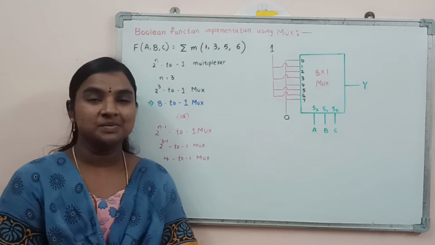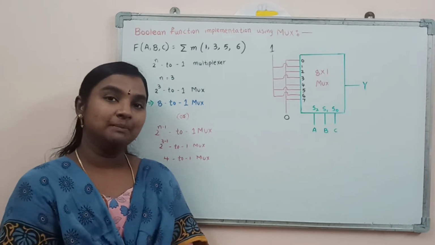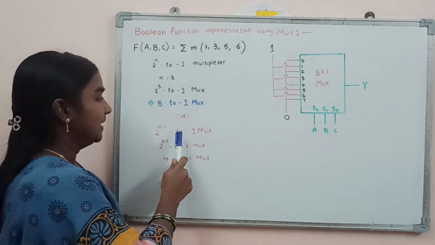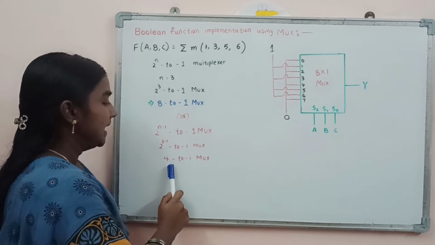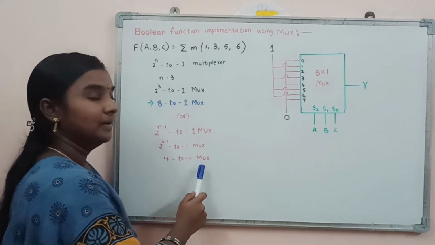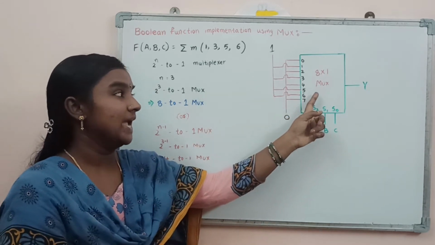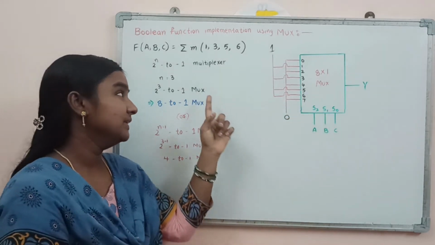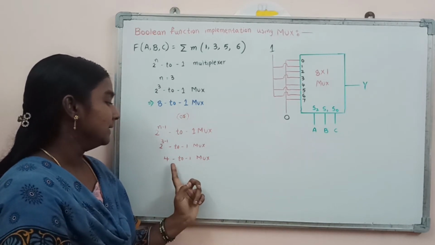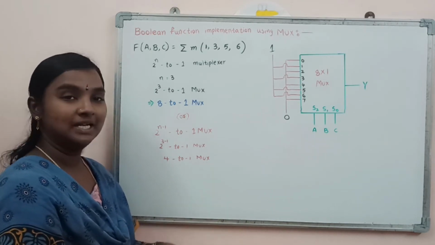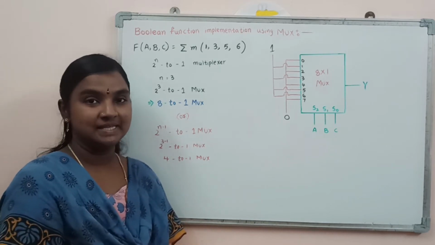However, it is possible to do better than this. When the number of variables is n equal to 3, we are going to use a 4 to 1 multiplexer. That means the same function, which we implemented with an 8 to 1 multiplexer, we are able to implement by using a 4 to 1 multiplexer. Now, how it is going to be implemented, we will see now.